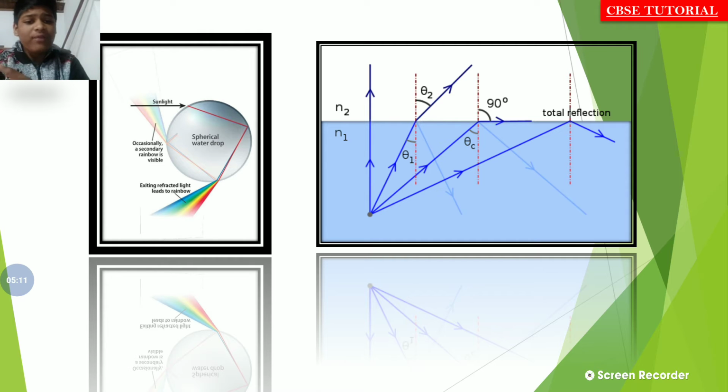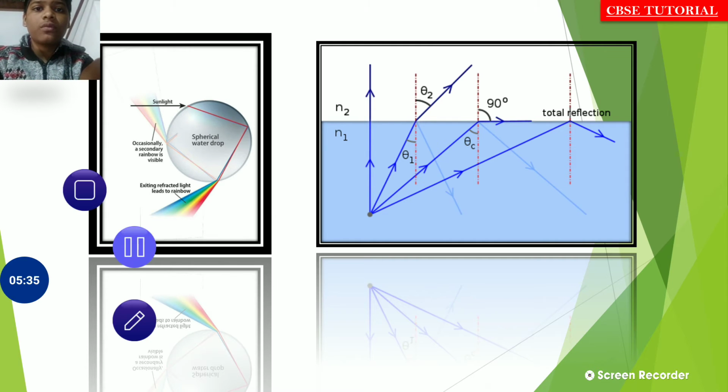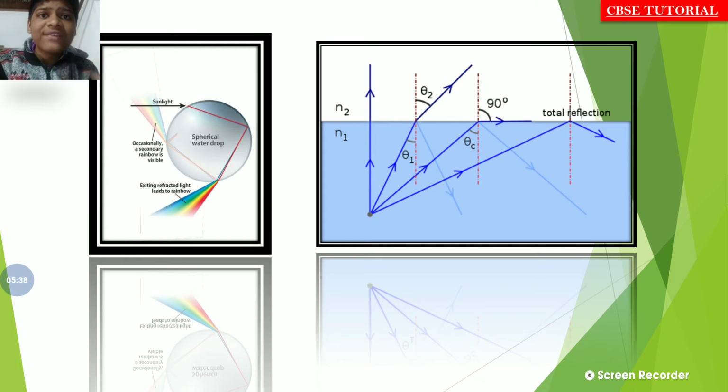Either it moves away from the normal or towards the normal, depending upon the optical density. So here N1, that is water, is the optically denser medium, and air is the optically rarer medium compared to water, right? That is why normal refraction occurs here. Okay, now we have covered two cases, case 1 and case 2. Let us visualize case 3, right?